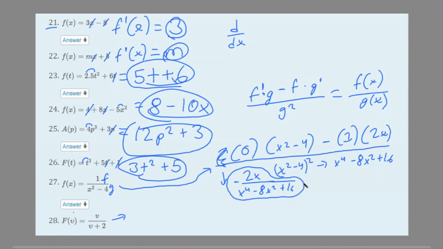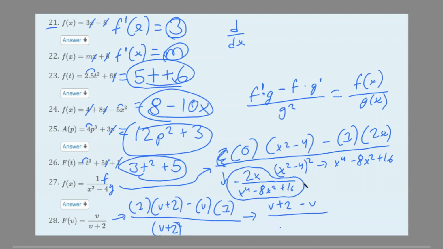Now this one we also have to use the quotient rule, number 28, f of v. So we'll do the same thing we did for 27. So f prime is 1, times g, which is v plus 2, minus f, which is v, times g prime, which is 1. And then on the bottom, we're going to have v plus 2, squared. So if we simplify all that, we would get v plus 2 minus v on the top. And on the bottom, we would get v squared plus 4v plus 4. And the v's would cancel out, so your final answer would be 2 over v squared plus 4v plus 4. And yeah, that's your final answer.